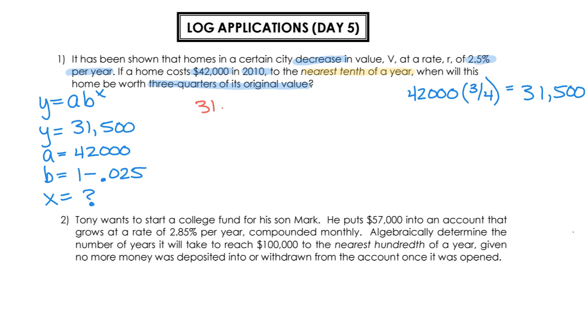We'll have 31,500 equal to 42,000, in parentheses, 1 minus 0.025 is 0.975, and then raised to our x. Okay. Again, we're solving for an exponent. We know we need logs. However, when we use logs, we have to have our 3 things, our base, our exponent, our number. And if you look, we have 4 things right now. And so the thing that is extra is the 42,000. And so we're going to have to divide to get rid of it.